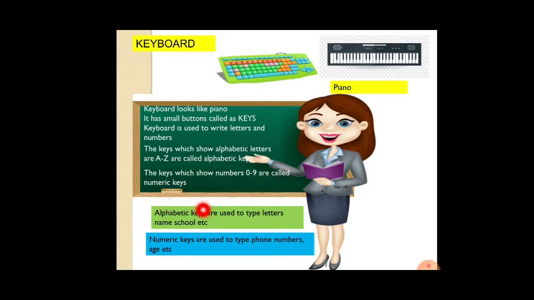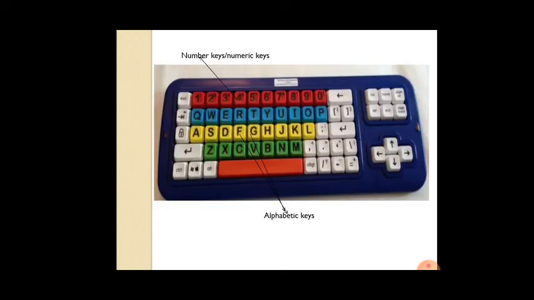Alphabetic keys are used to type letters, name and school. Your name, your school name, then address, everything is typed using the alphabetic keys. Numeric keys are used to type phone numbers, your age, etc. For phone numbers we can't use the alphabetic keys, so we have to use the number keys.